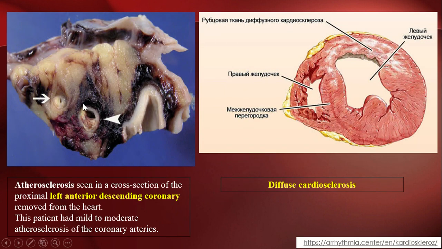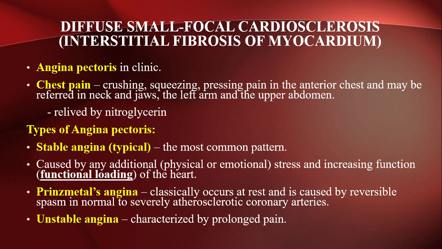Here you see the atherosclerosis in the proximal left anterior descending coronary artery removed from the heart. These patients had mild to moderate atherosclerosis of the coronary arteries. And here you see the diffuse cardiosclerosis, or diffuse atherosclerotic cardiosclerosis. Another disease, the diffuse small focal cardiosclerosis, as we call the interstitial fibrosis of myocardium. Angina pectoris in the clinic: chest pain, crushing, squeezing, pressing pain in the anterior chest, maybe referred to the neck and jaws, the left arm and the upper abdomen, that is relieved by nitroglycerin.